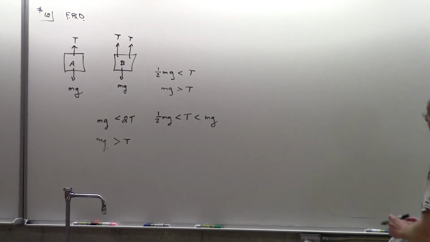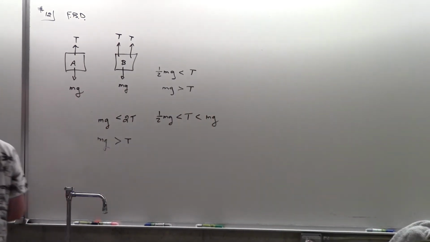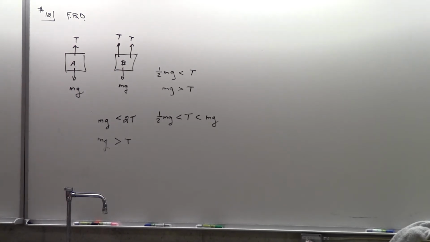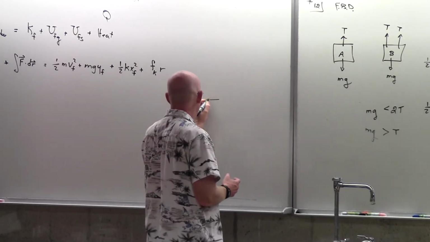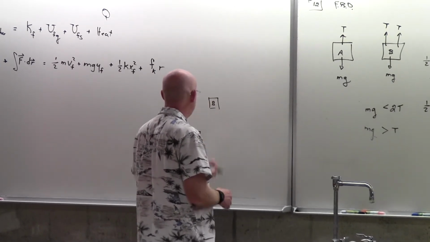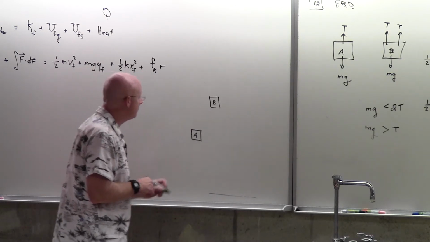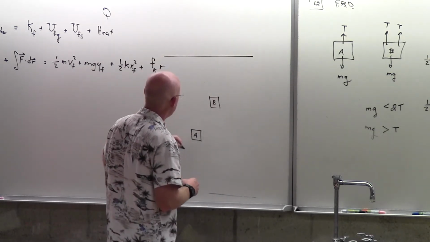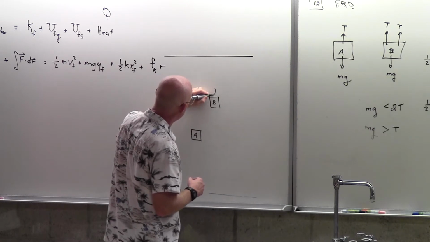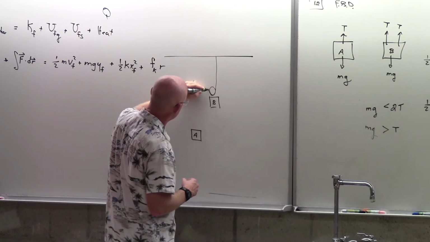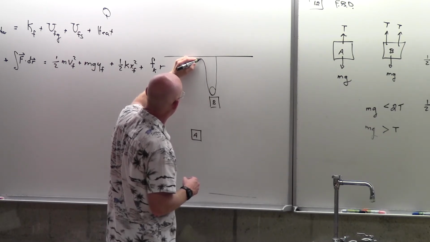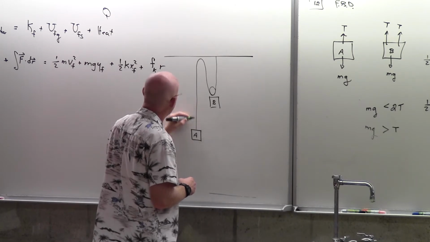And so maybe I'll draw a new picture, because that picture over there tells me what happens before I let go of it. Now I see that block A is going to go down, and block B is going to go up. And so I guess my drawing now looks like that.